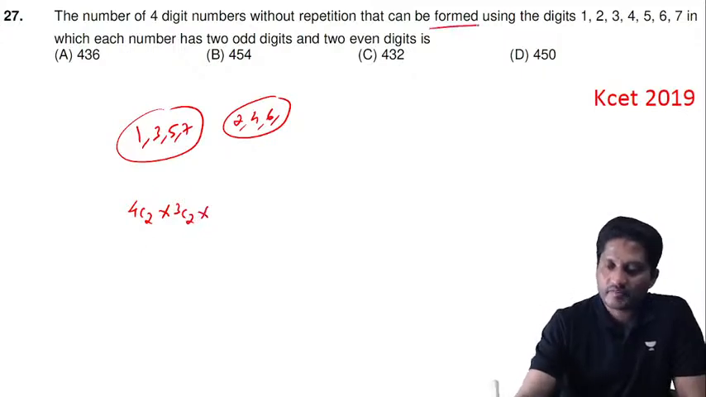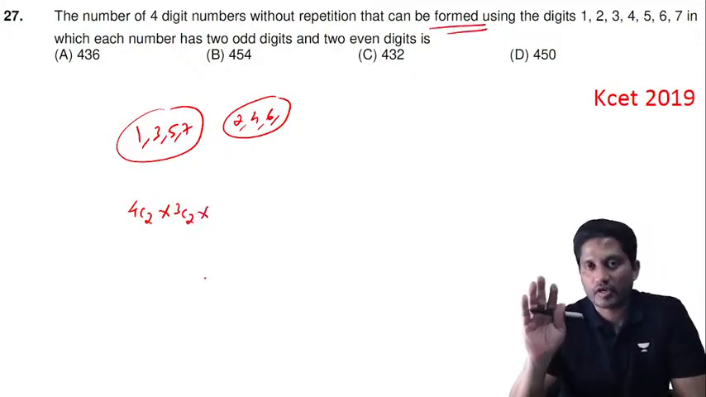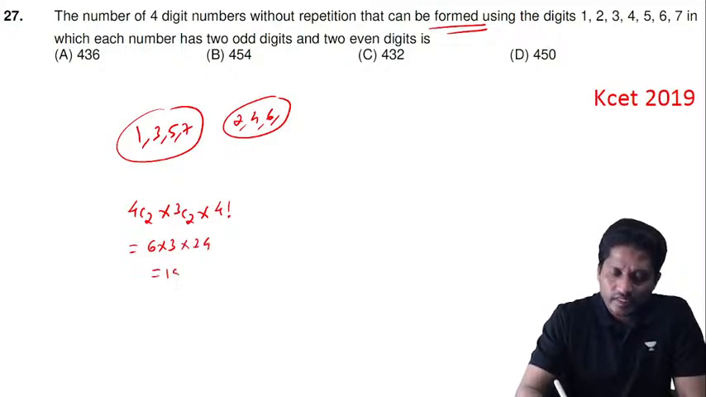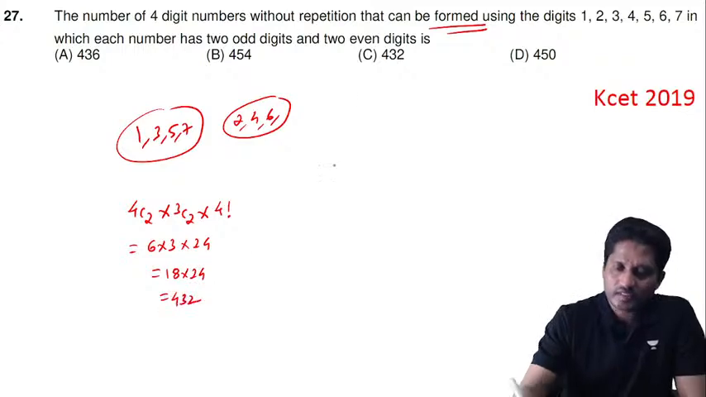Alright, now formation requires both permutation and combination. The 4 digits can be arranged among themselves in 4 factorial ways. This is 6 into 3, 18, into 24, which is 432. Answer is option C.